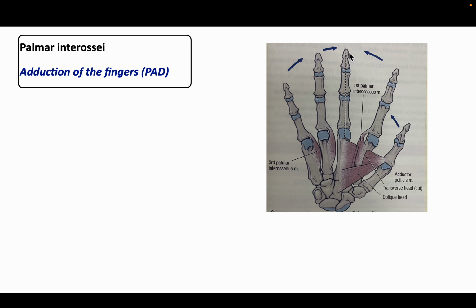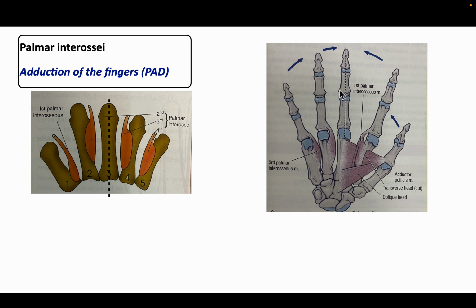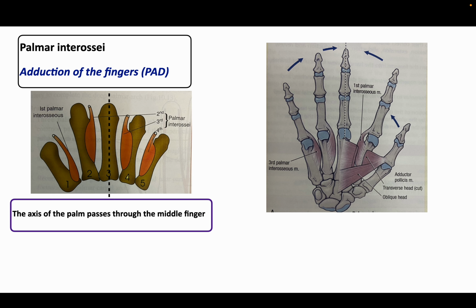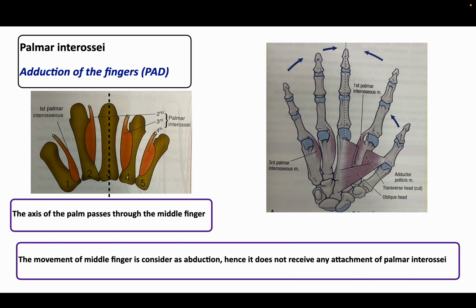Now you can see the axis of the hand passes through the middle finger. Is it clear now? Here the axis is passing. It means the middle finger is considered to be in the position of abduction. So it does not receive any attachment of the palmar interossei. It is considered to be in the abducted position because the axis of the hand passes through this middle finger, so it is not receiving any palmar interossei.